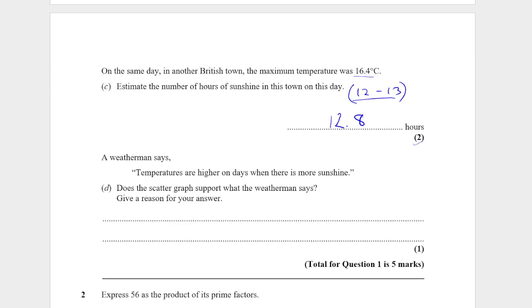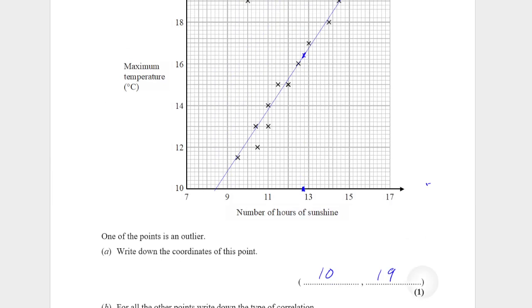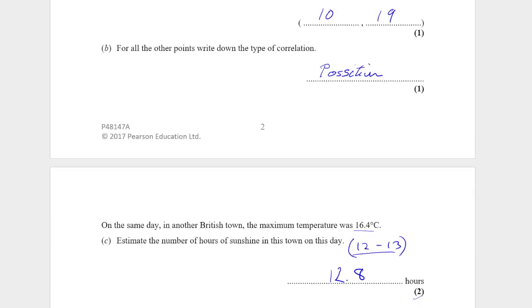Right, a weatherman says temperatures are higher on days where there is more sunshine. Does the scatter graph support what the weatherman says? Initially, I would say yes, it does. The higher the temperature, the more hours of sunshine.